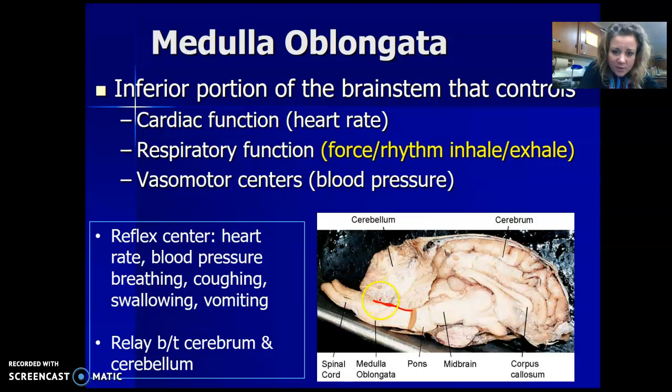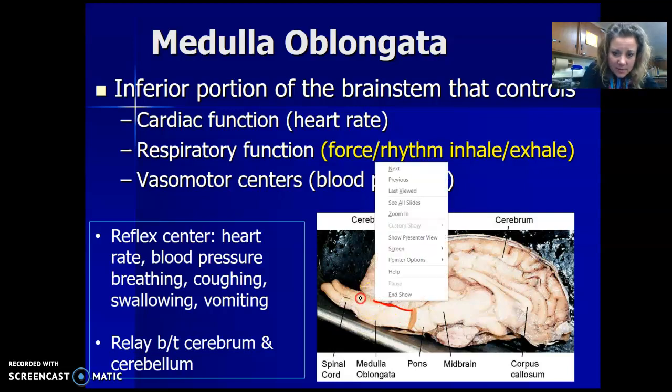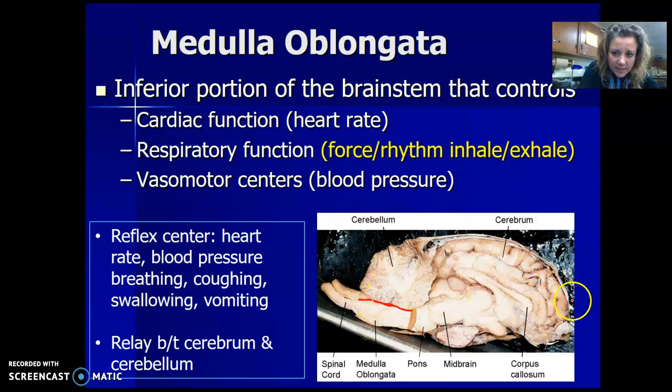And then the fourth ventricle is continuous with the central canal of the spinal cord, which is here. And so the cerebral spinal fluid that is circulating through the ventricles is also going to circulate through the center of the spinal cord as well.